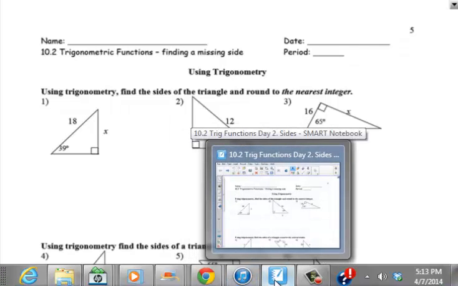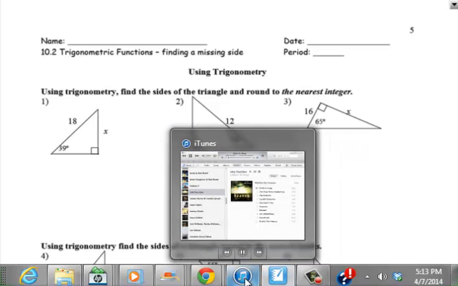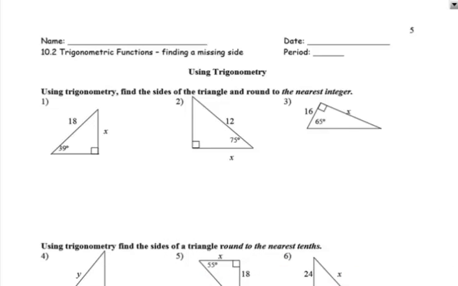We're going to be looking today at trigonometric functions, finding the missing side. But probably should push pause on that as we get going here. We want to use trigonometry to find the missing side and round to the nearest integer.